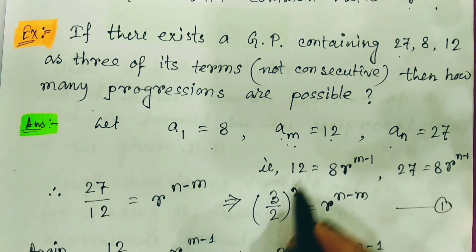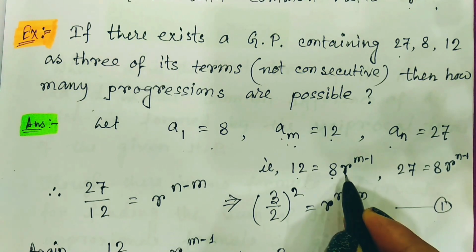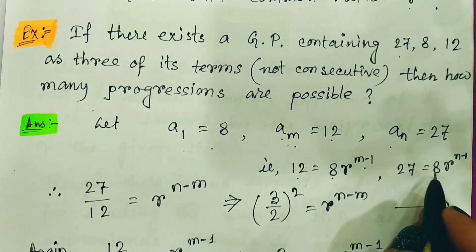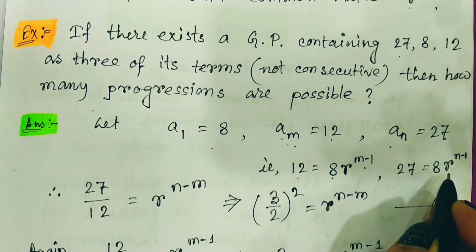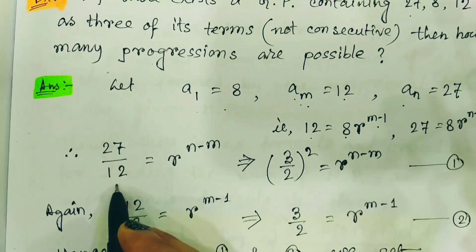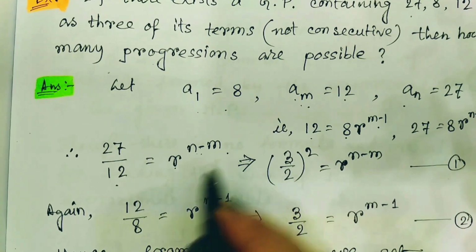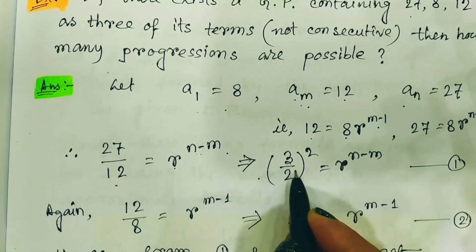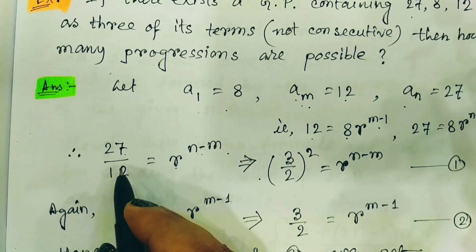So the mth term is 12, so we can write 12 equals 8, the first term, into r to the power m minus 1. Similarly, 27 equals 8 into r to the power n minus 1, because it is the nth term. Now if we take the ratio between these two, that is 27 by 12, it becomes r to the power n minus m. If we simplify, it is 9 by 4 after simplification.